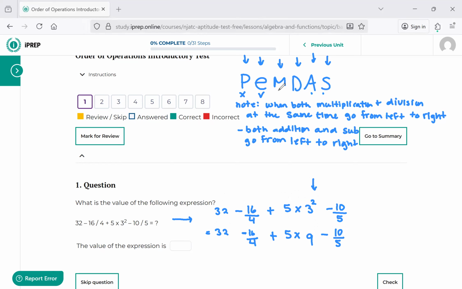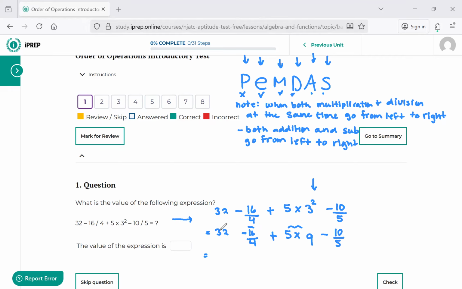So the next step is, do we have a multiplication and do we have a division? We have both, right? You have a 5 times 9, a negative 16 divided by 4, and a negative 10 over 5. What we said is that if we have both, you just go from left to right.